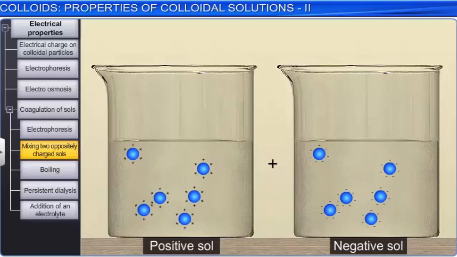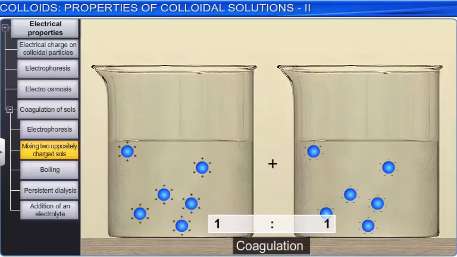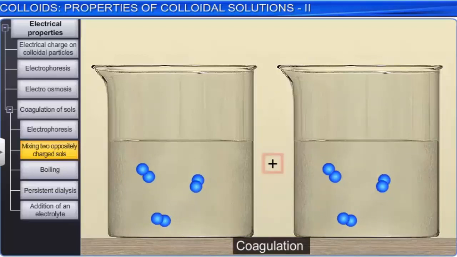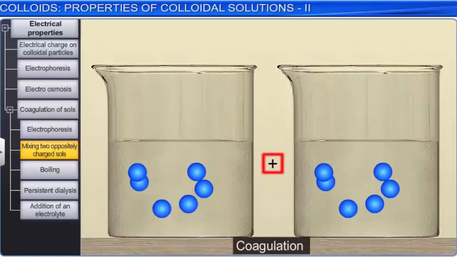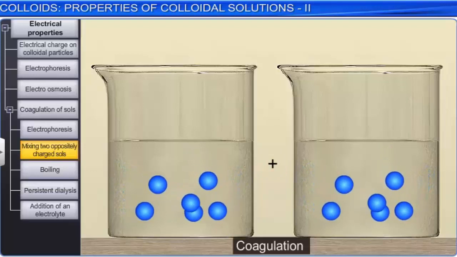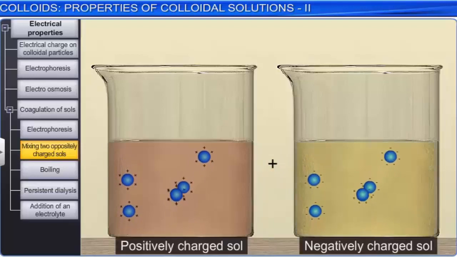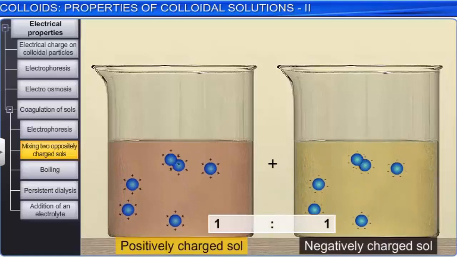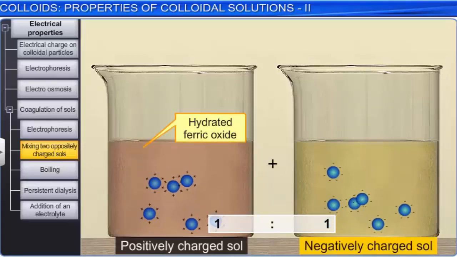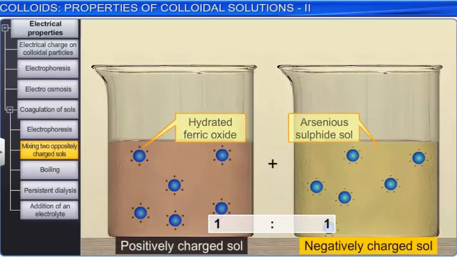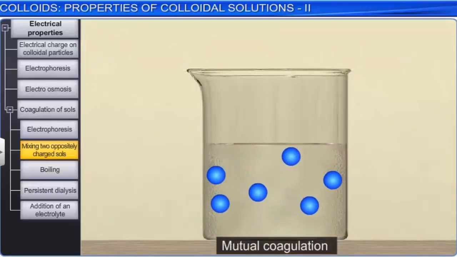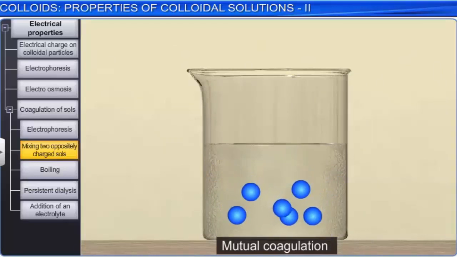Mixing equal proportions of two oppositely charged sols neutralizes the charges either partially or completely, and thus causes the colloids to coagulate. For example, if equal proportions of a positively charged sol of hydrated ferric oxide and a negatively charged sol of arsenious sulfide are mixed, then the coagulation of both the sols takes place. This type of coagulation is called mutual coagulation.